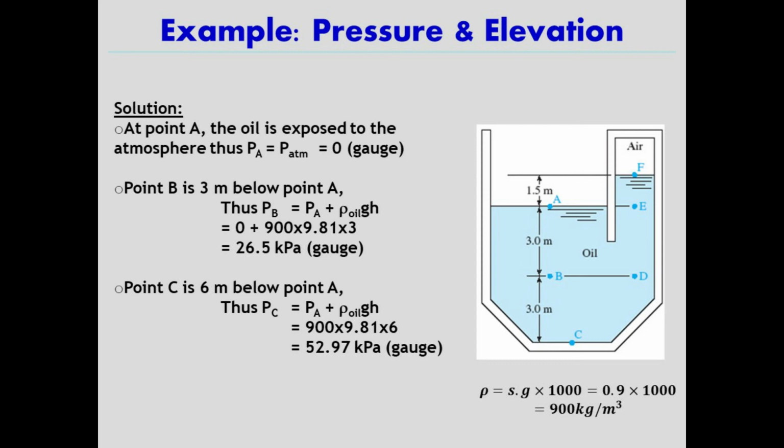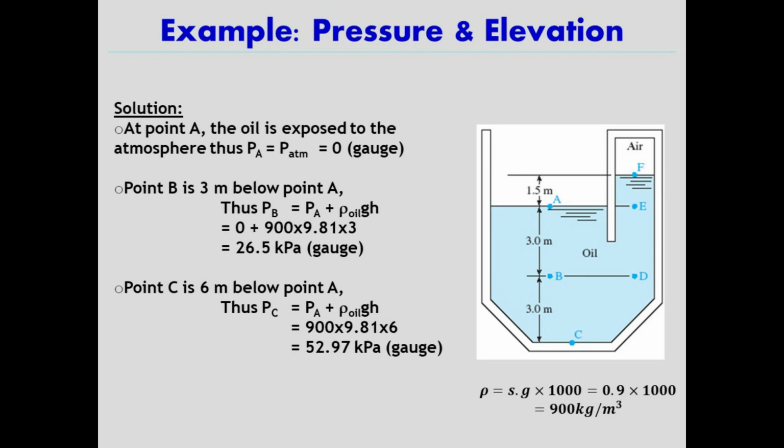Okay, back to the question. PB is equal to PA plus rho g h. The density of oil is 900, gravity is 9.81, and h is 3 meter. Now you get that the pressure at point B is 26.5 kilopascal. Okay, let's go to point C.